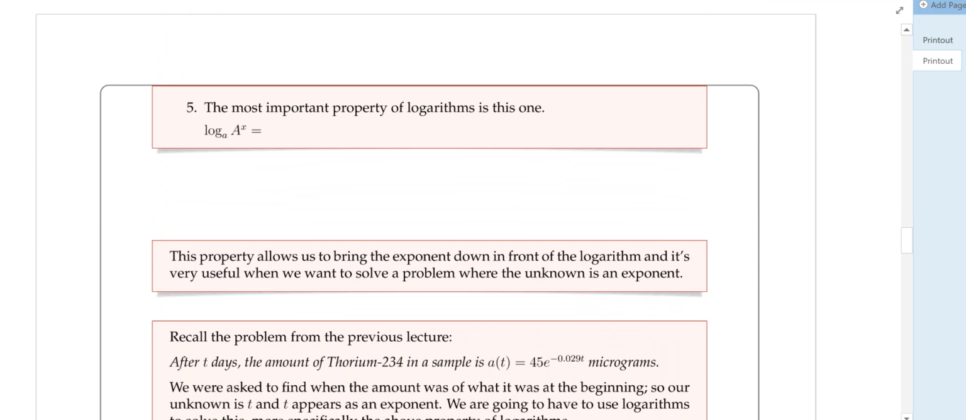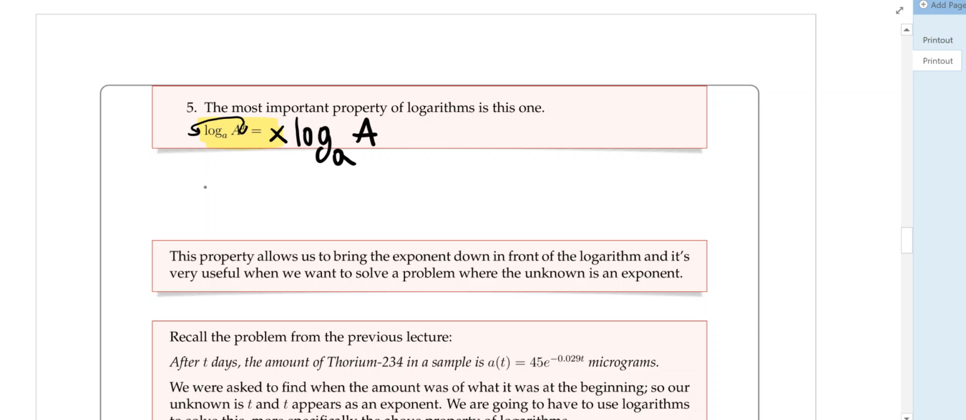But the most important property that we're going to use is this one. So basically, this rule says that when I have log of a base of a quantity and that quantity has an exponent, this exponent is going to come down in front of the log. So log base a of a to the x is going to turn into x times log base a of a.